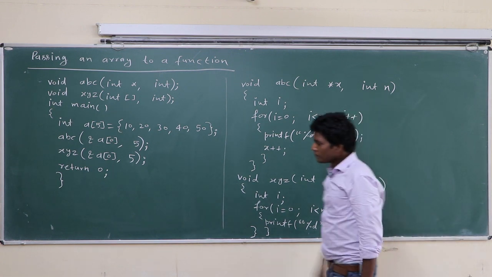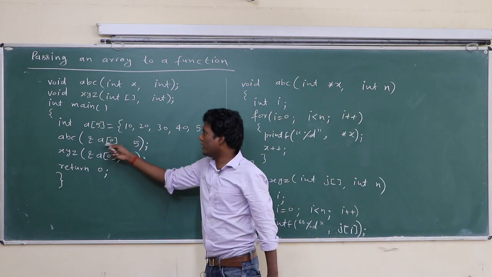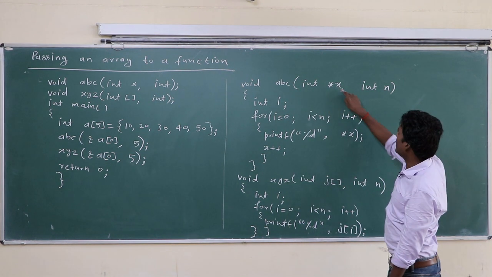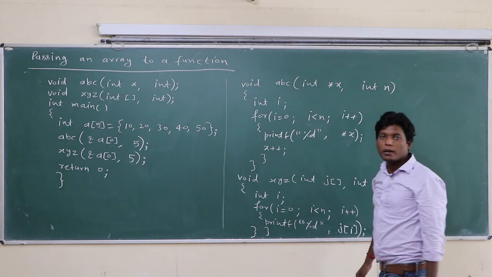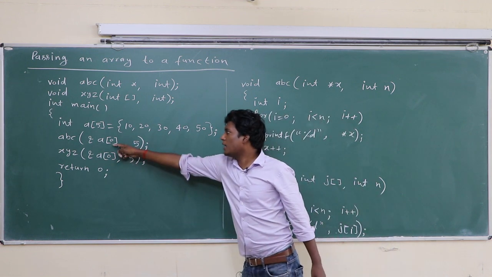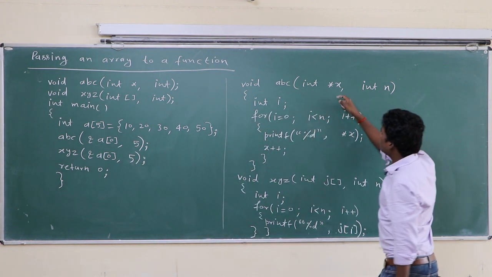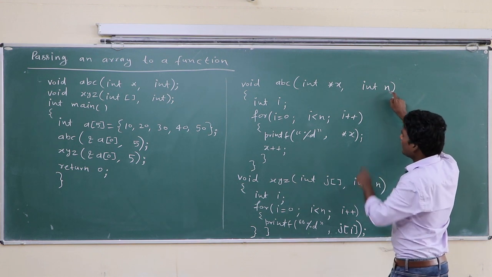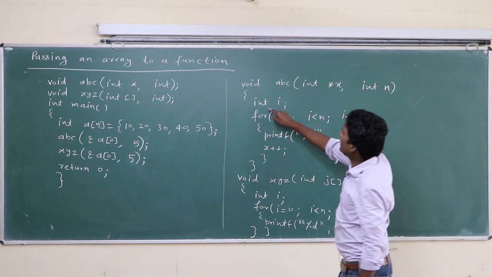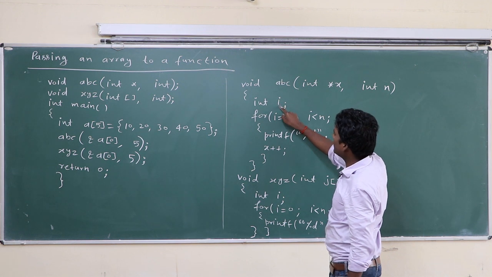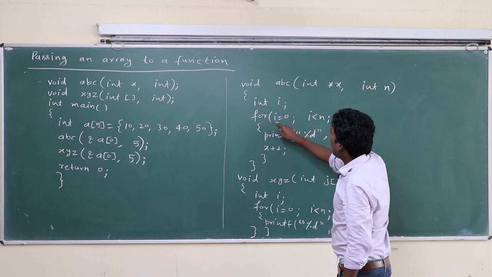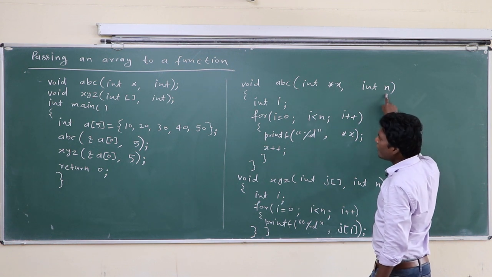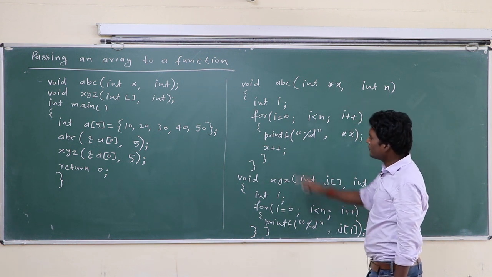Okay class, these are the arguments and these are the parameters. X and N are the parameters. So base address received here, 5 received here, number of elements in array. We declare another variable I, which is used in for loop. I equal to 0, I is less than number of elements, that is 5 in this case, I plus plus.